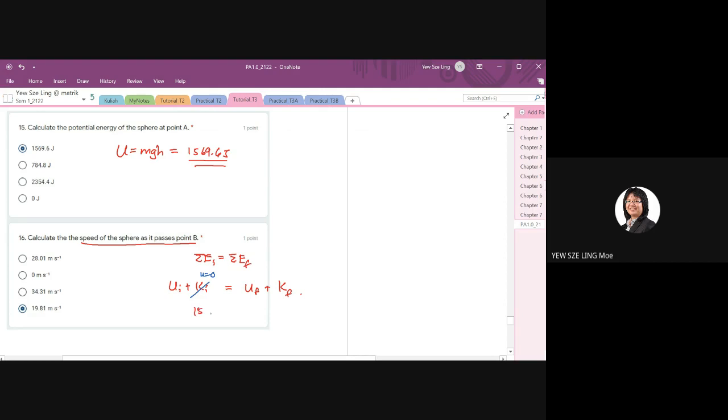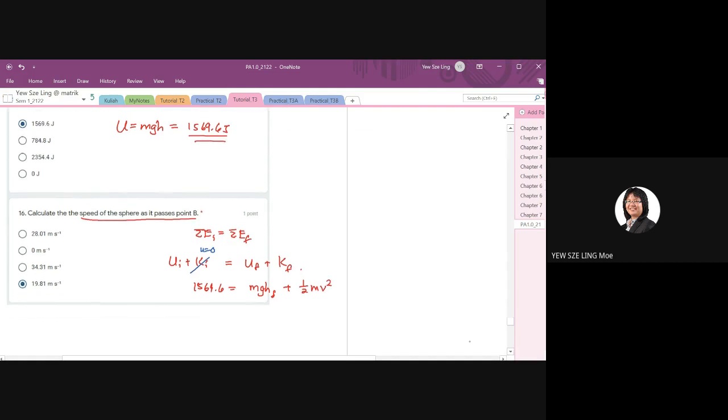1569.6 is equal to mgh, the final height, which is 20 meter, plus 1/2 mv squared. So rearrange the equation, you will then obtain v equals 19.81 m/s. Again, this is a very simple question as long as you know the equation of conservation of energy.